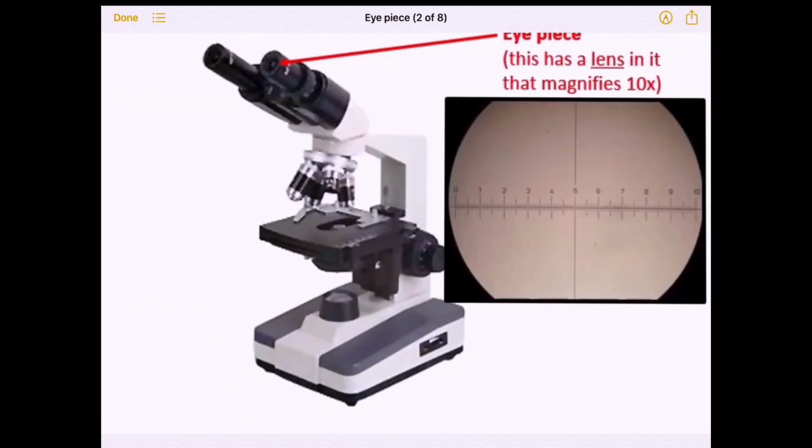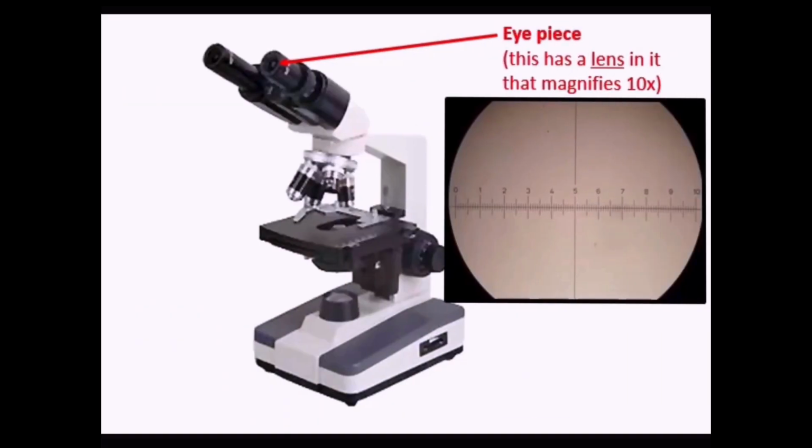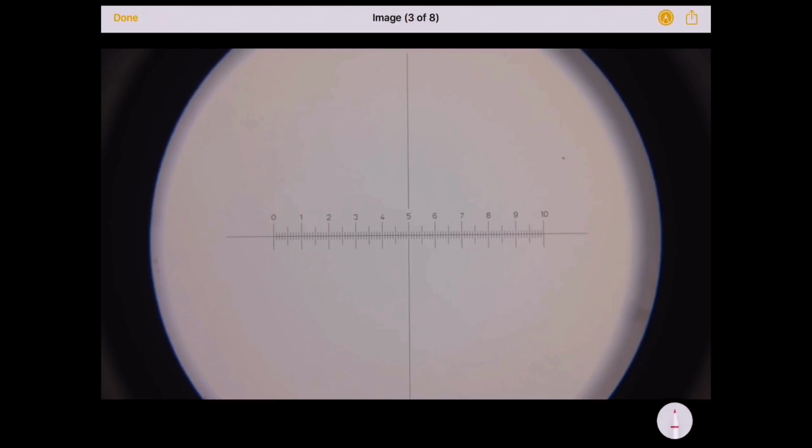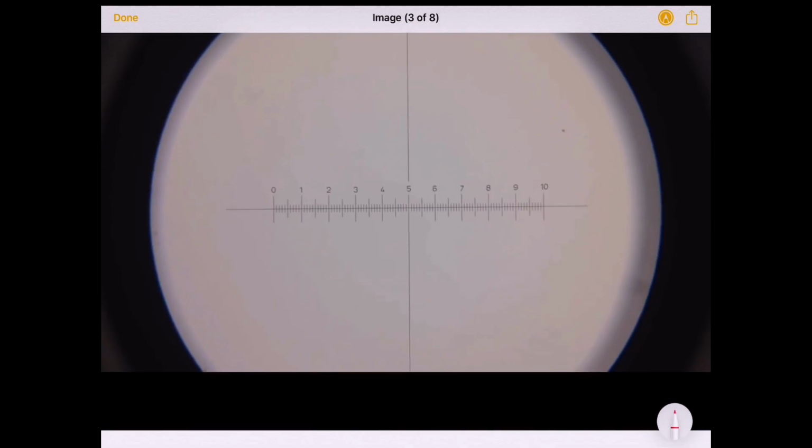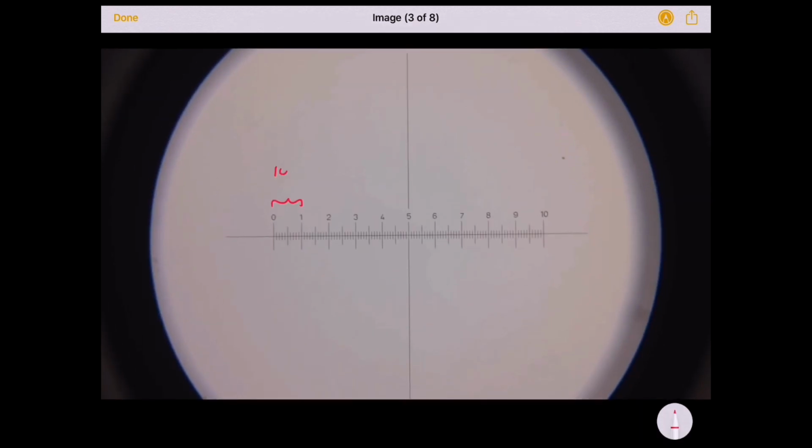So in your light microscope, you will see that your eyepiece already has a lens in it that magnifies at 10 times. So inside the field of view, this is what you get to see. When you zoom in, that's where you need to observe how many divisions are there in your eyepiece graticule. So take a closer look. By looking at the number, you would think that it only has 10 divisions. But look into the details, you actually see that between 0 and 1, there are actually 10 smaller divisions.